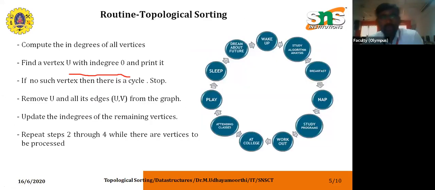Based on the degree, they are giving some routines, or algorithms, to process these things. So see the first step. Listen, it is the actual procedure we follow for the subject.